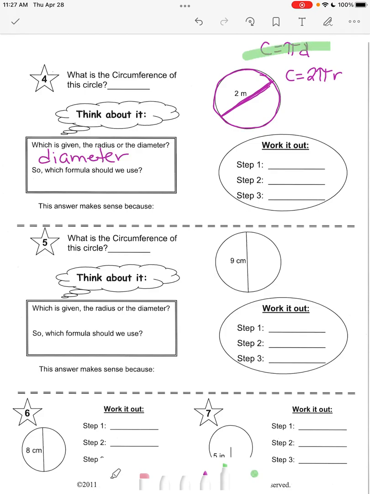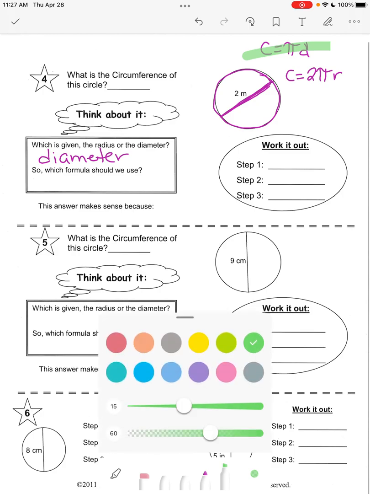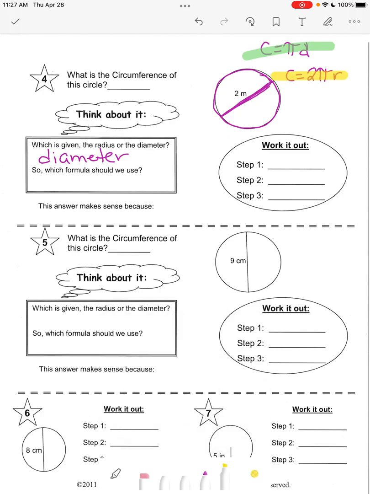Which formula should we use? C equals pi times d or C equals 2 times pi times r. Diameter starts with d, so we want the formula that has d in it. So C equals pi times d. Okay, step number 1, write your formula. C equals pi times d.